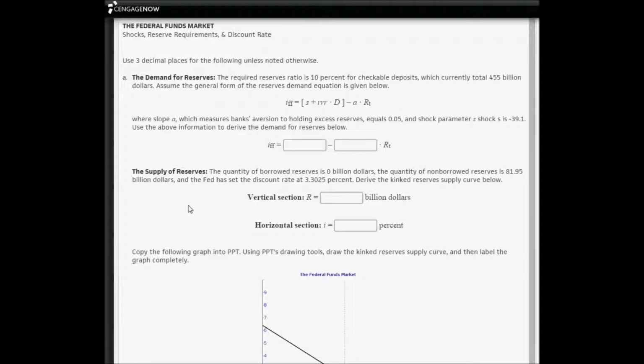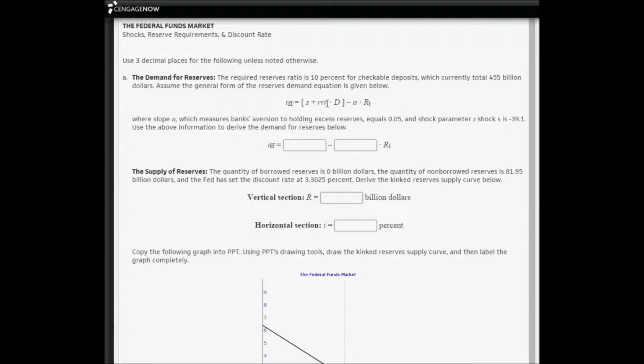In problem 2, we're going to examine the federal funds market and then analyze the effect of a shock, a change in reserve requirements, or the discount rate. The federal funds demand curve, or the demand for reserves, is given by this equation here, where S is a shock parameter that equals negative 39.1.